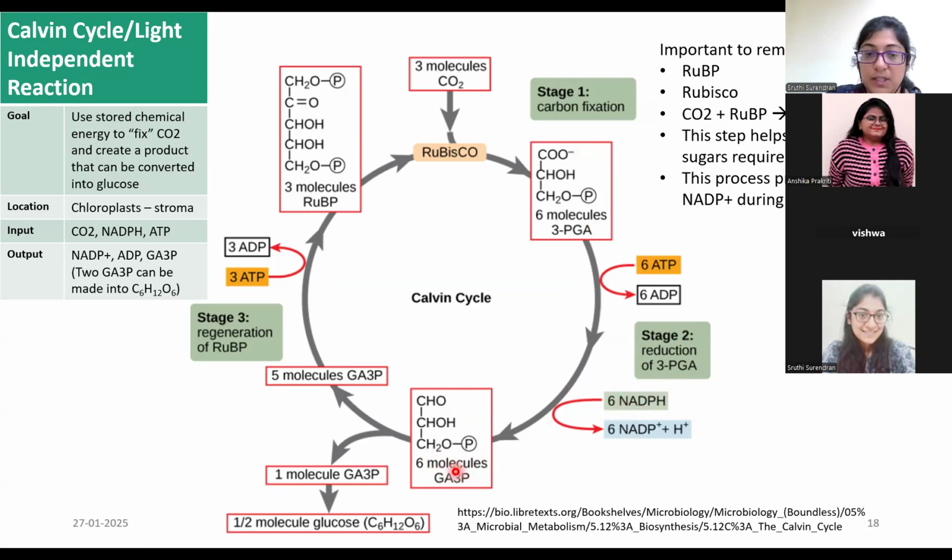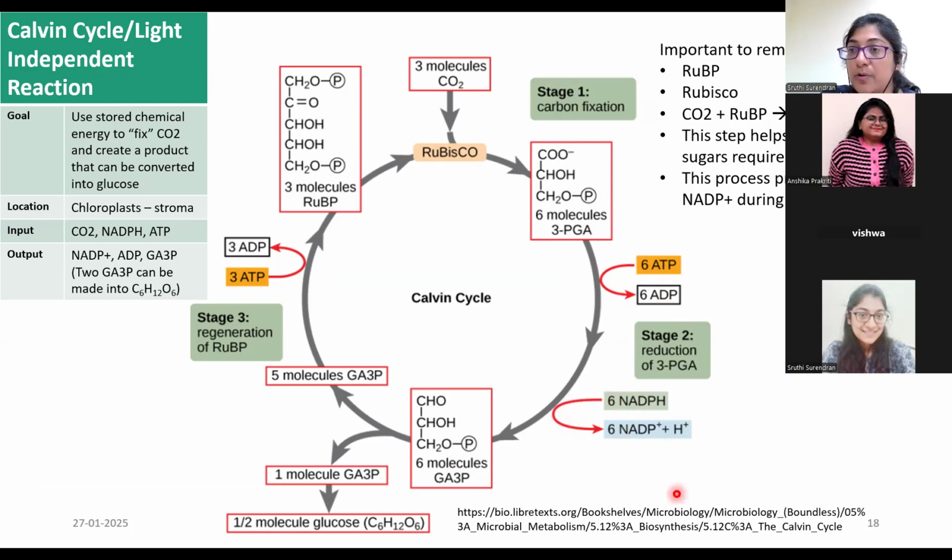That is 6 molecules of G3P. Now, why are we giving so much importance to the number of molecules? During this reduction of PGA, we see that ATP is used. When the chemical energy of ATP is used, it gets converted back to ADP, and when the chemical energy of NADPH is used, it gets converted back to NADP plus.